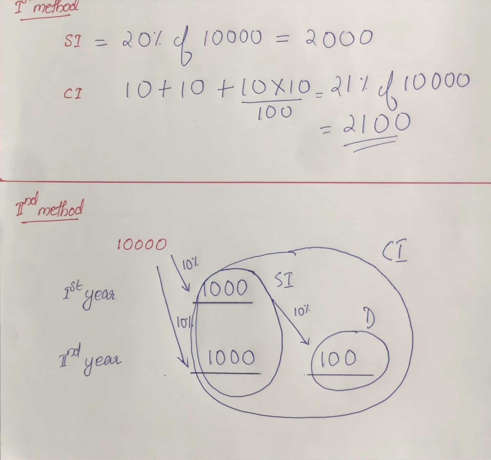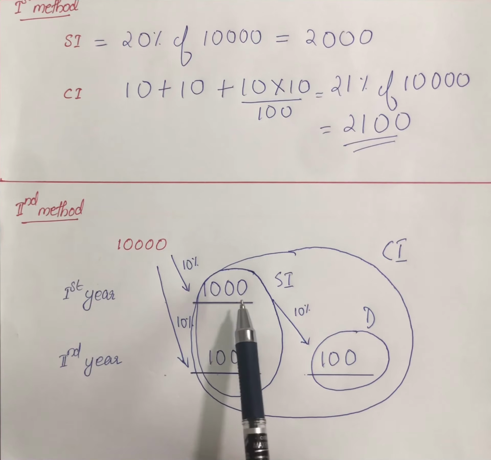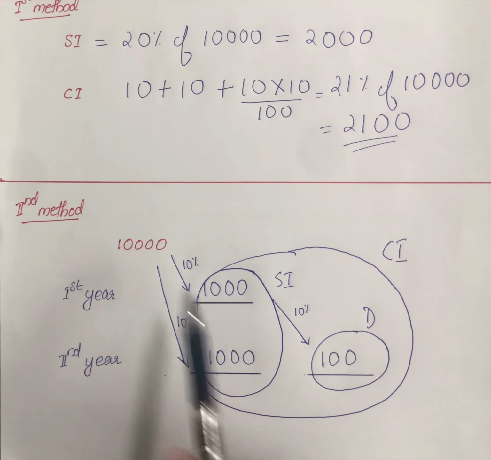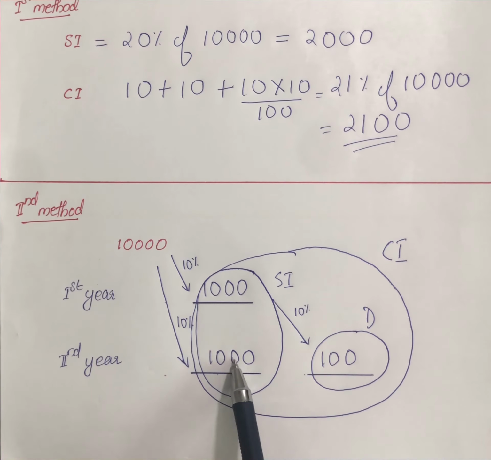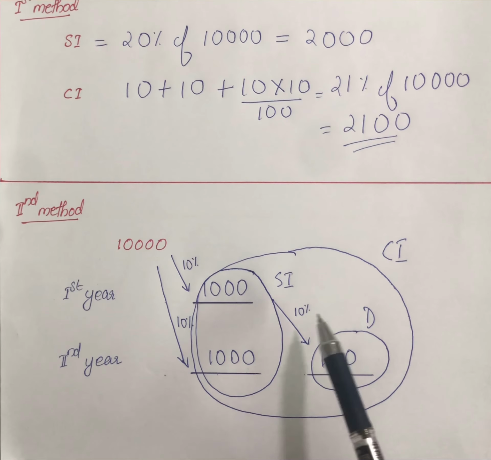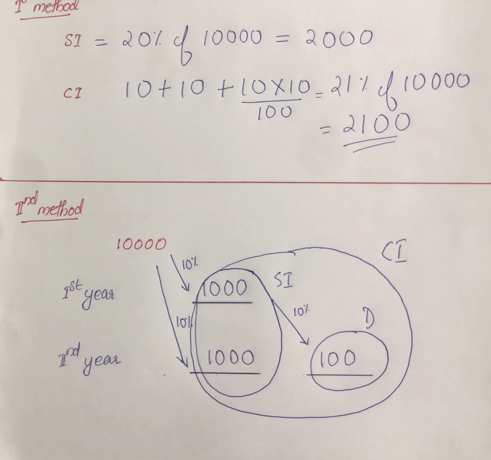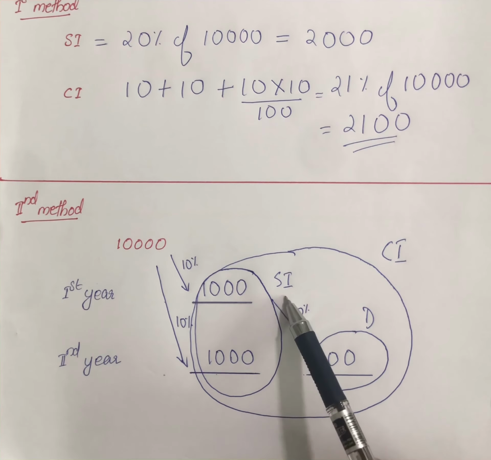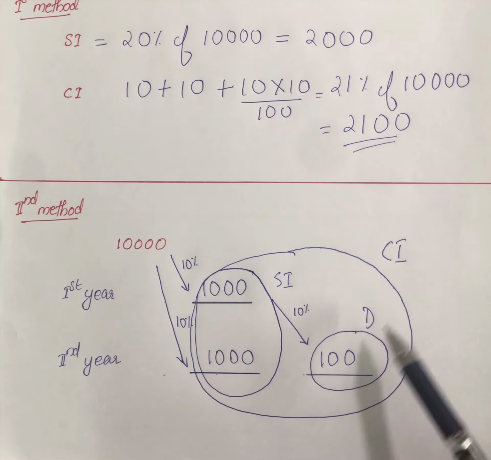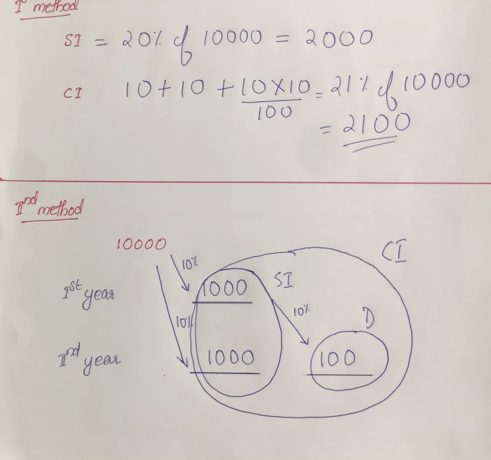So repeat once again. First year principal 10% you get 1,000. Second year again 10% from the principal and 10% on the first year's interest. That's why there are two values. So if the rate is same, these two will be the same value and together will give you the SI. The total thing will give you the CI. The remaining will be the difference between SI and CI. Okay. So easily you can find the compound interest in this way.